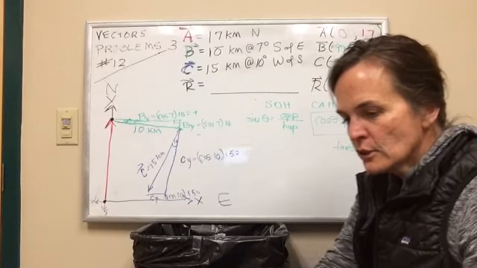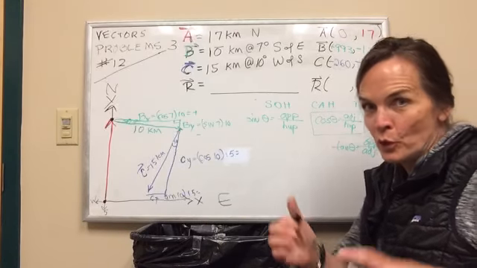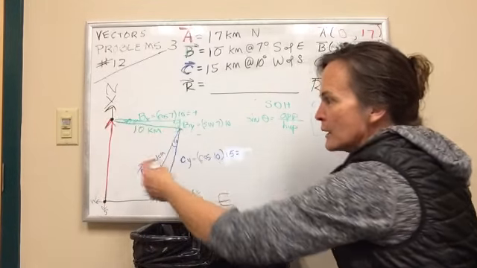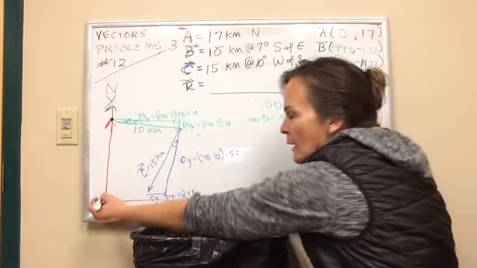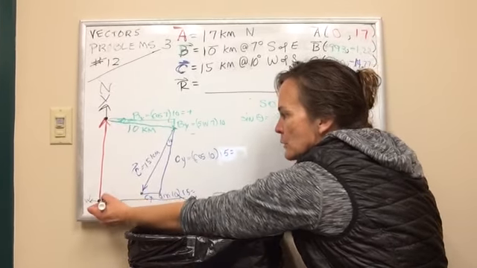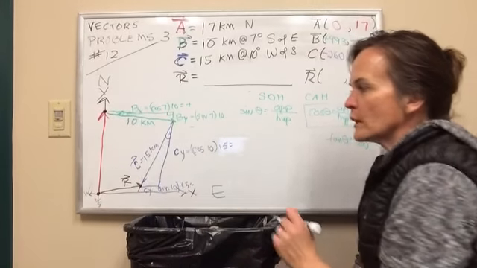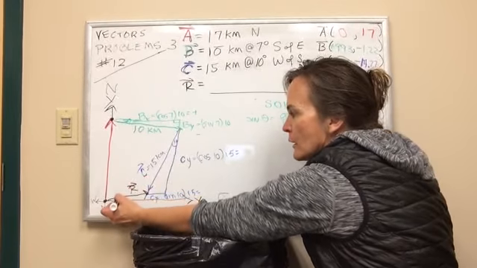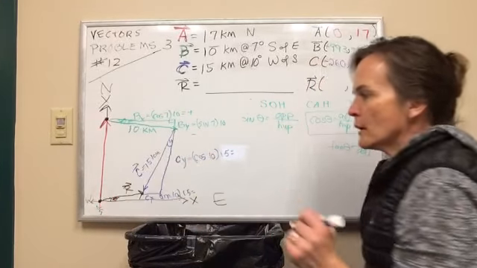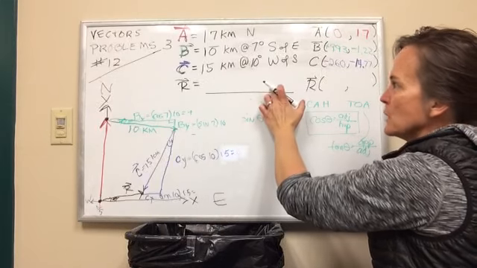Our resultant vector then, I'm going to draw that in black, is how far we are from where we actually started this whole walk. Let's say we took a walk along vector A, B, and C. Really, we started from the 0, 0 point, and we ended up right here. So our resultant vector is the one we're looking for. What we're looking for is how many kilometers at how many degrees.